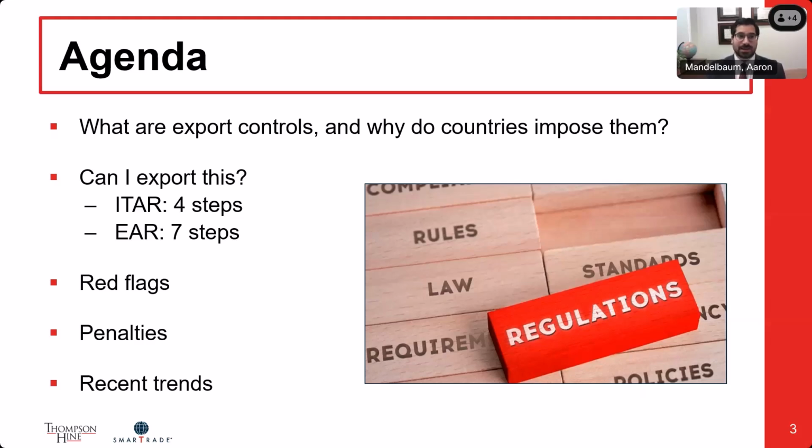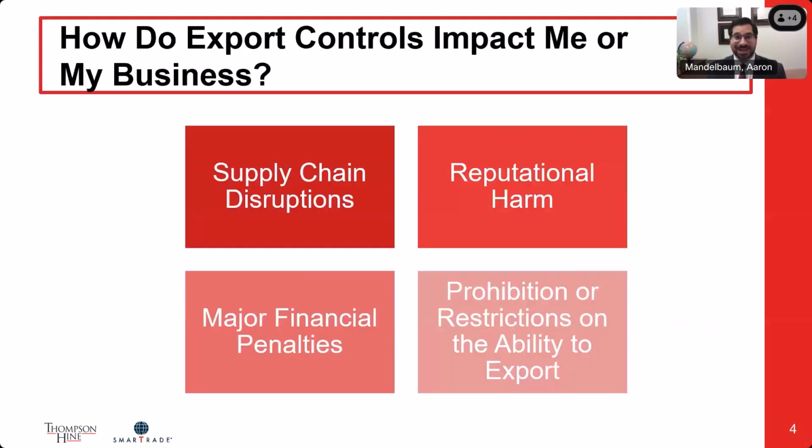So with that, I think a natural question then is, okay, why should I care, right? How exactly do export controls impact me or my business? It's a great segue to the next slide. And I don't think anything that you're seeing is particularly surprising, right? Of course, export controls can cause supply chain disruptions. They can result in major financial penalties or other restrictions, and can certainly include reputational harm.